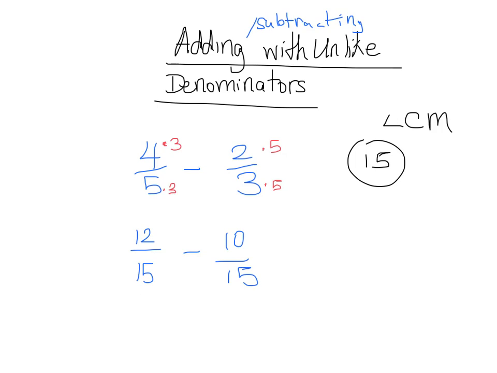So now I can go ahead and simply subtract. 12 minus 10 is equal to 2. I subtract the numerators, but I keep the denominator the same. And that is my answer.